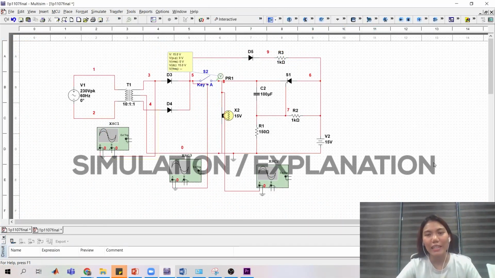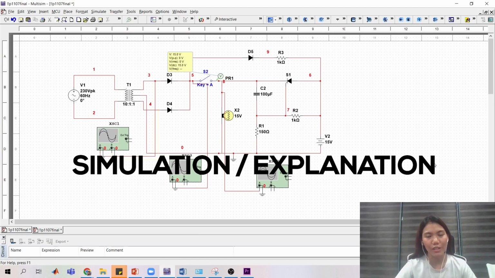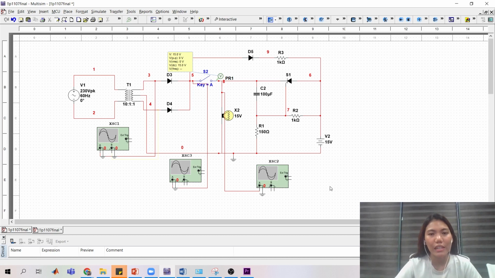So now I will be explaining the working of the circuit and its simulation. We have here our emergency light control circuit using the SCR. This circuit contains our AC voltage supply, our center tap step-down transformer, our full wave rectifier represented by D3 and D4, our LED, our SCR circuit containing the SCR, R1, R2, R3, C2, D5, and our 15 volts battery. We have also added a switch to fully demonstrate the working of the SCR via observations from the LED.